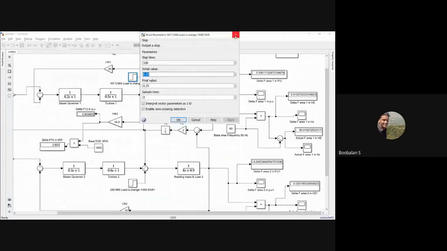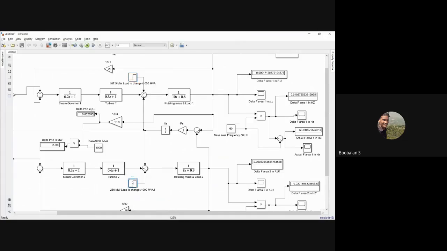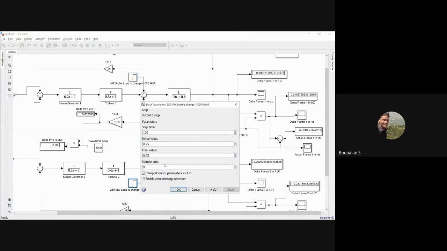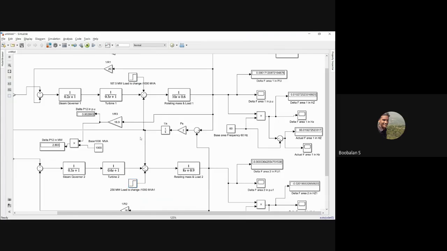0.1875, 0.1875, 0.1875. Here it will be 0.25, right? So 1000 divided by 4 is 0.25, that's correct, right? 0.25. Now we'll just run it.